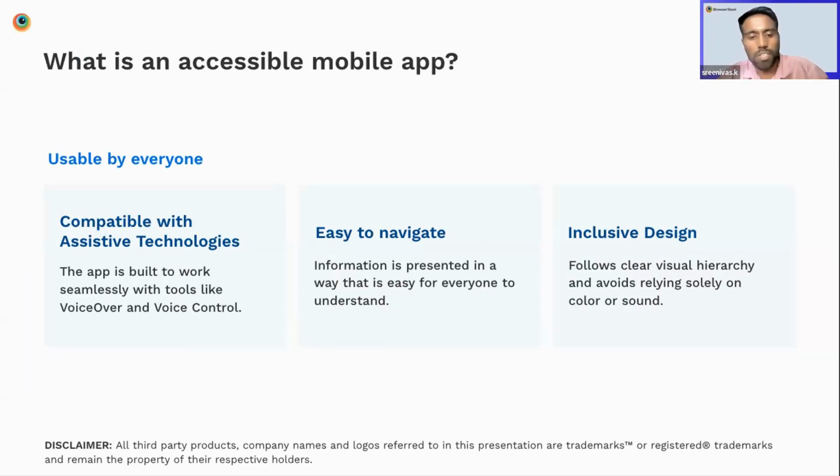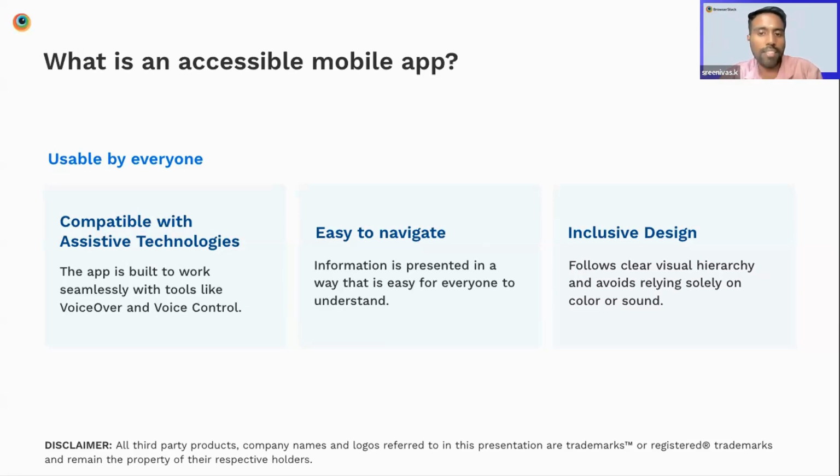It's very simple. Your app should be usable by everyone out there, irrespective of their disability profile, irrespective of their age. It just needs to be usable by everyone, right? I could be a blind person, I would not be able to have proper vision, or I could have some motor impairment. So irrespective of my disability profile or my age, I should be able to use my application. So that is what we call an accessible mobile app. And how do we ensure that your app is accessible for everyone?